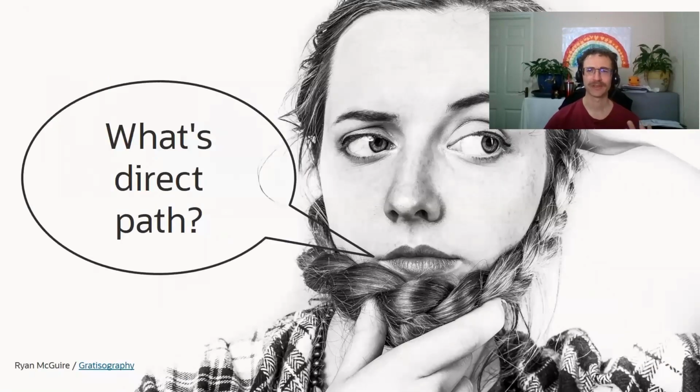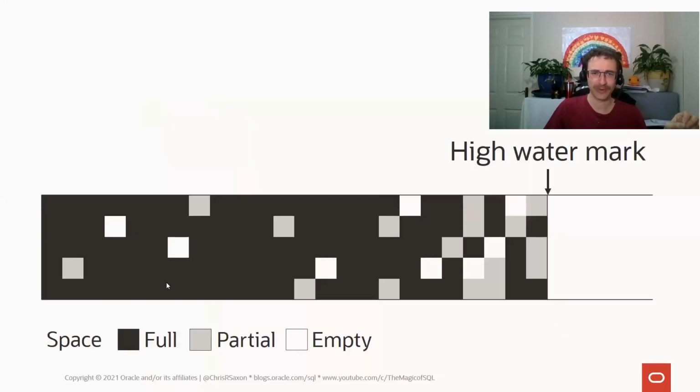Now, at this point, a lot of you are probably at least familiar with the concept of parallel, but you're like, well, what is direct path? What does that mean? Well, let's imagine we've got our table here. We've got our black blocks, which are completely full, white ones, which are empty, and these gray ones, which are partially full.